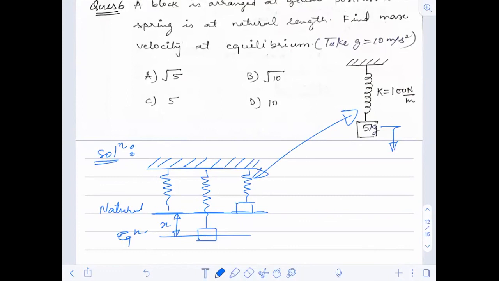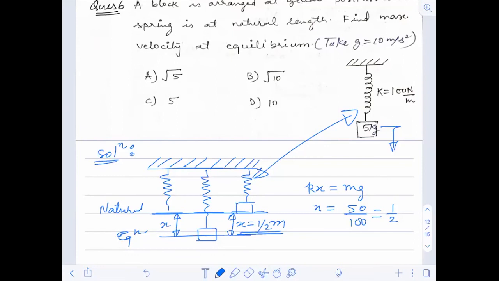Now how can I calculate that X value? I can write kx must be equal to mg. From here, if I calculate the X value, it will be 50 by 100, so this is 1 by 2. So the deflection, this X value, is 1 by 2 meters.